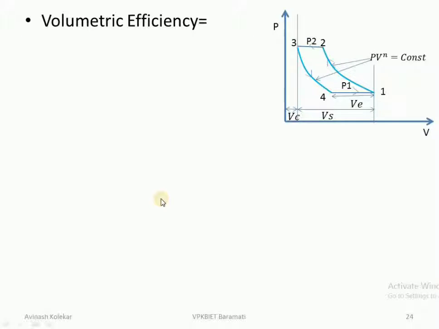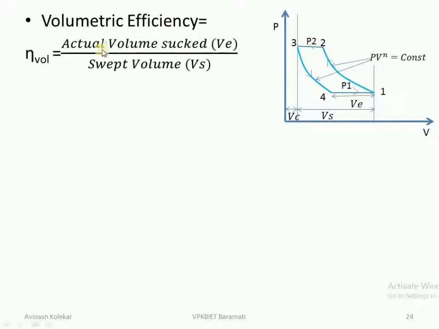Okay, now this effect can be studied with the parameter volumetric efficiency. So volumetric efficiency is nothing but the actual volume sucked, that is the effective volume, divided by the swept volume, and this will indicate how much percentage of air you can suck compared to the swept volume. So if the volumetric efficiency is less, it means you are sucking less volume with the same swept volume, and that may cause a larger size of the cylinder. So this is the volumetric efficiency definition, and you have to remember that.